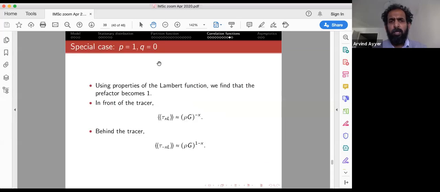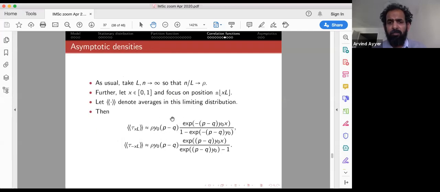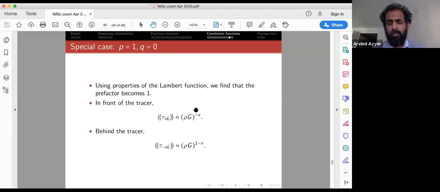Okay, so again, coming back to the special case, P is 1, Q 0, then in that case, using this Lambert function, in front, it goes exponentially, well, sort of exponentially. Remember, X is only between 0 and 1. And behind the tracer, it also has this kind of exponential behavior. But now I want to give you some flavor of what happens. So here, notice that there's no prefactor. In this case, there's some prefactor. Here, there's nothing.